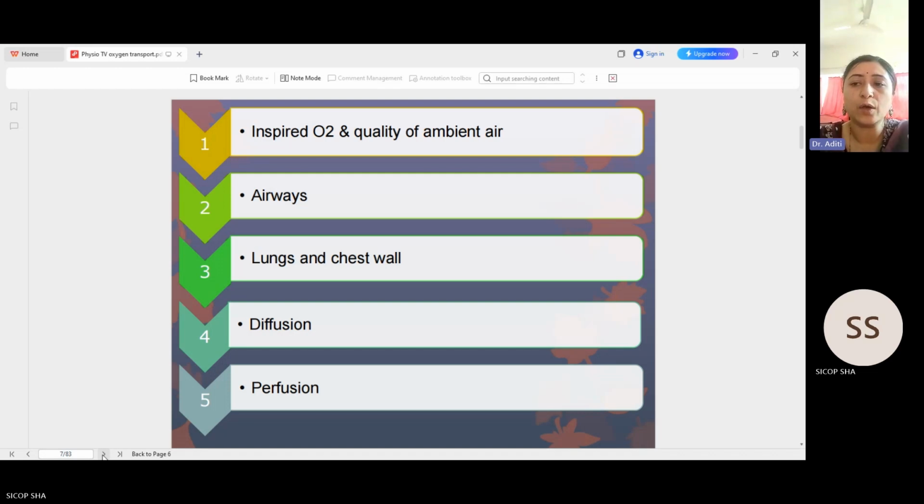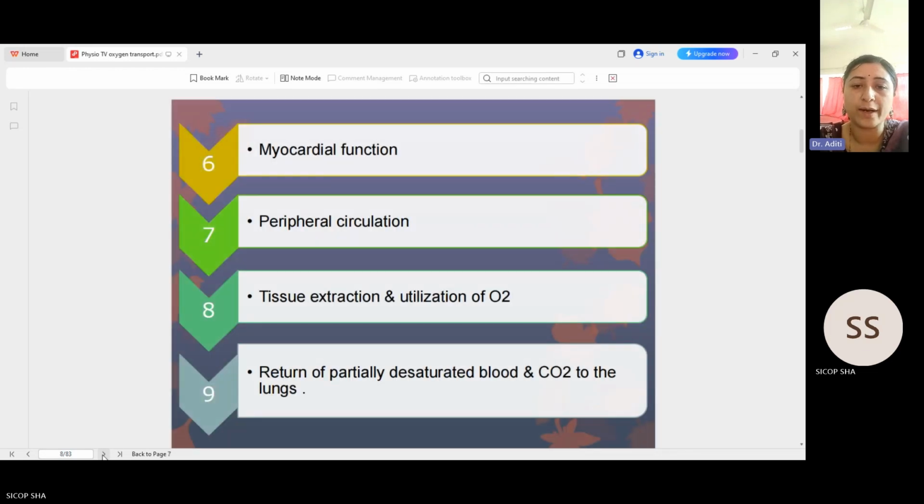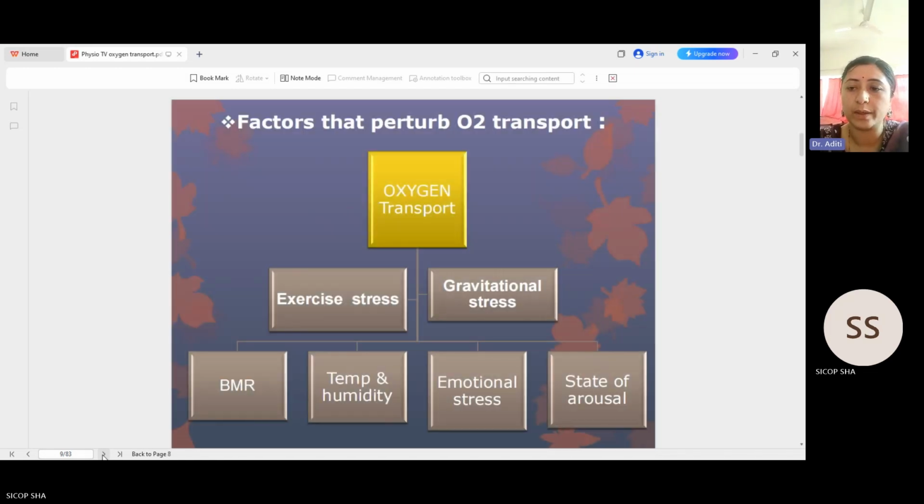Next slide. So depending on the myocardial function, the contractility, and the peripheral circulation, it will then reach up to the tissues. Then tissues will be able to extract oxygen, and carbon dioxide would be transported back to the lungs for recovery. So all these things are the steps of our oxygen transport.